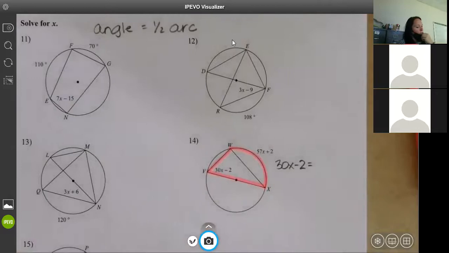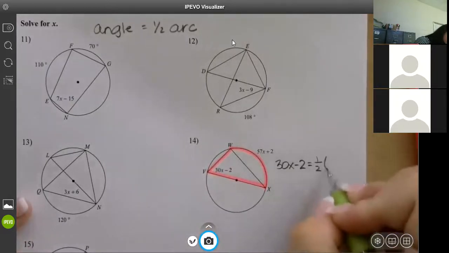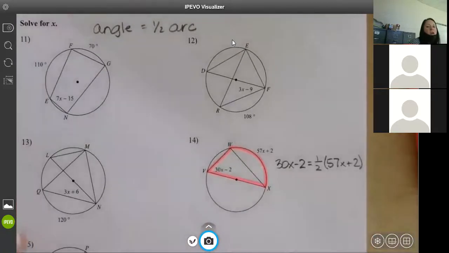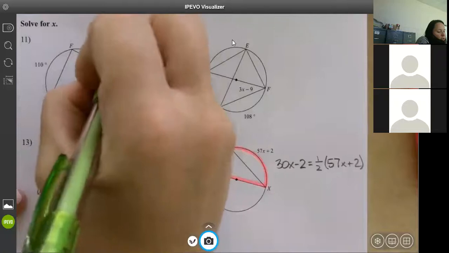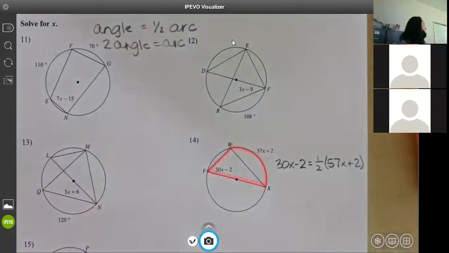Okay. All right. 30x minus 2 is half. The arc is 57x plus 2. You can also do it the other way. If you want to do 2 times the angle, so you're not dealing with fractions, you can do that as well. So it's up to you.